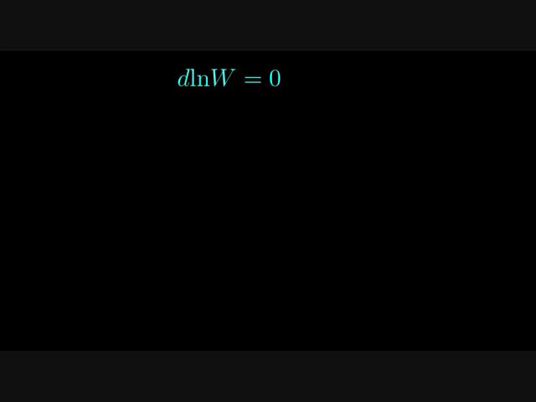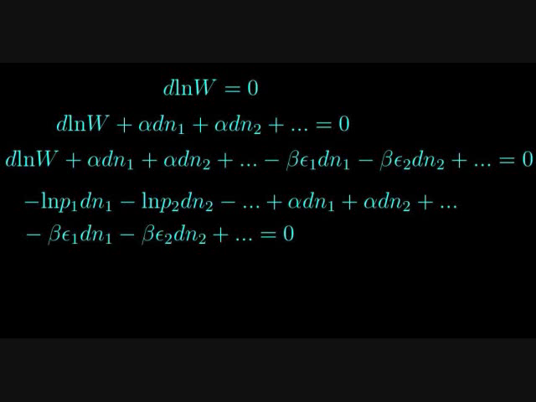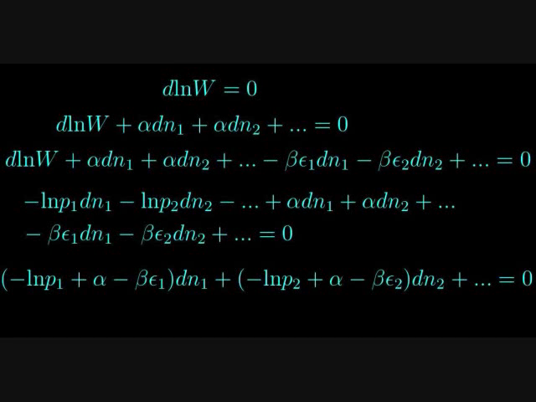The differential of the natural log of W is equal to 0 for the configuration that maximizes W, so set d natural log of W equal to 0. Add to this the previous equation, alpha times the sum over d n sub i equals 0. Further add the equation, negative beta times the sum over epsilon sub i d n sub i equals 0. Expand the differential of the natural log of W. Collect terms with d n sub 1, d n sub 2, etc.